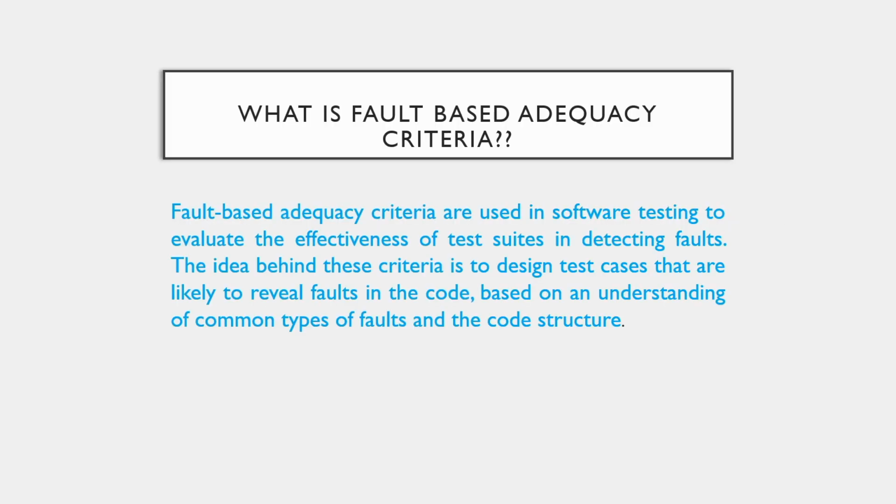What are fault-based adequacy criteria? Fault-based adequacy criteria are used in software testing to evaluate the effectiveness of test suites in detecting faults. The idea behind these criteria is to design test cases that are likely to reveal faults in the code based on an understanding of common types of faults and the code structure.